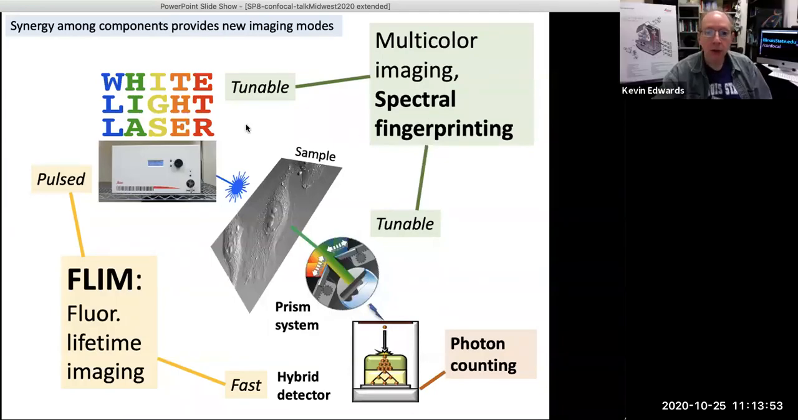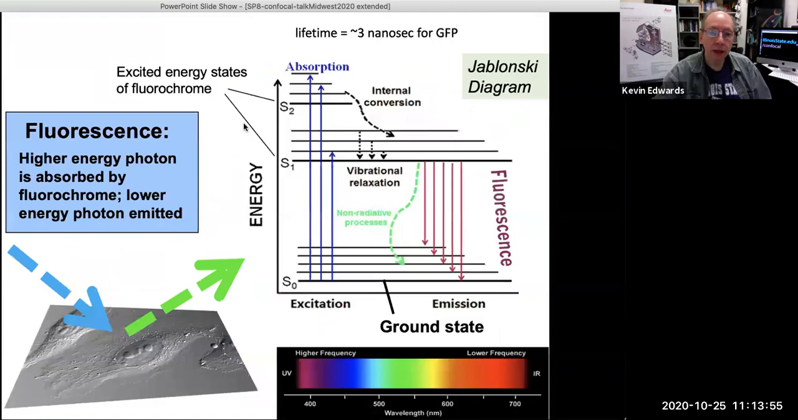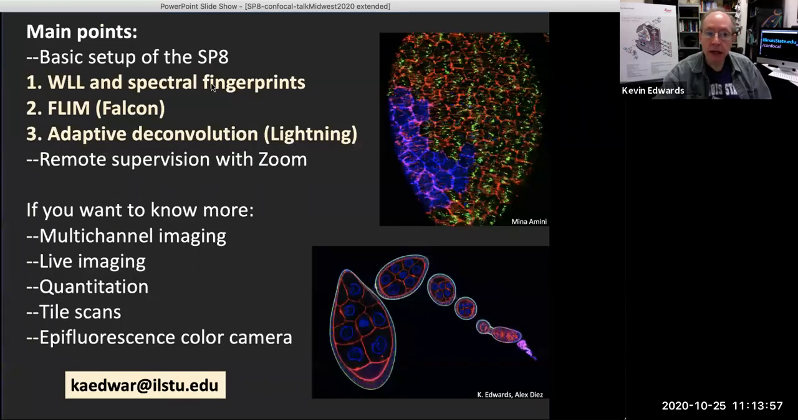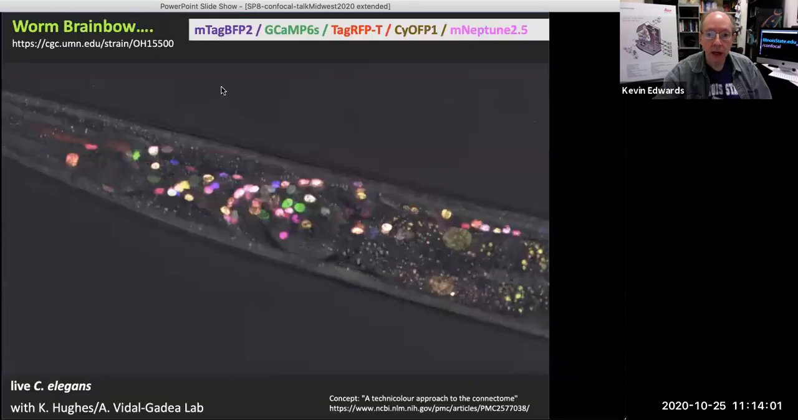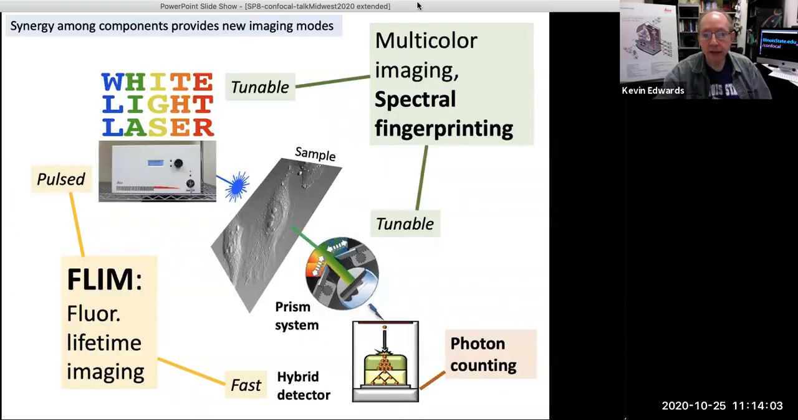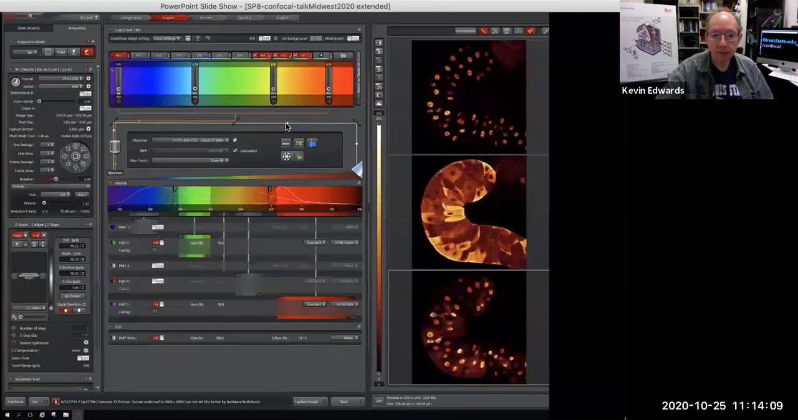All right, so now I'm going to take you through a few of the applications that I mentioned here. Spectral fingerprinting first. And so spectral fingerprinting takes advantage of, again, the white light laser and the tunable emissions that you see here, with the ability to move the laser lines left and right and move these gates left and right.